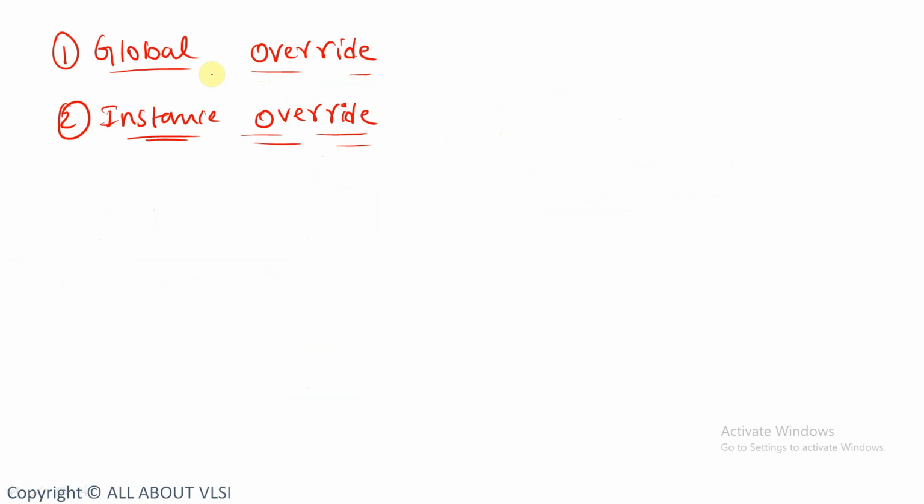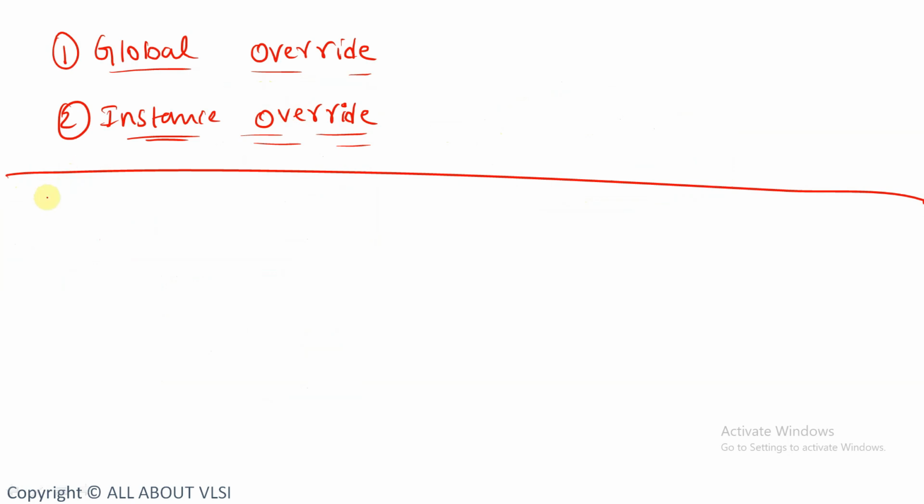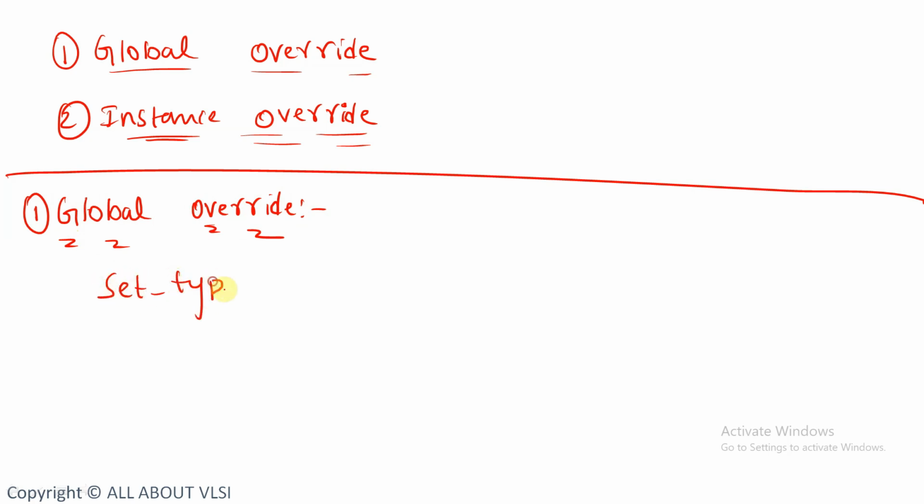Now, how to perform this global override? We have a syntax for performing global override. I will write it down here. For performing global override, we are going to follow the syntax known as set_type_override_by_type.